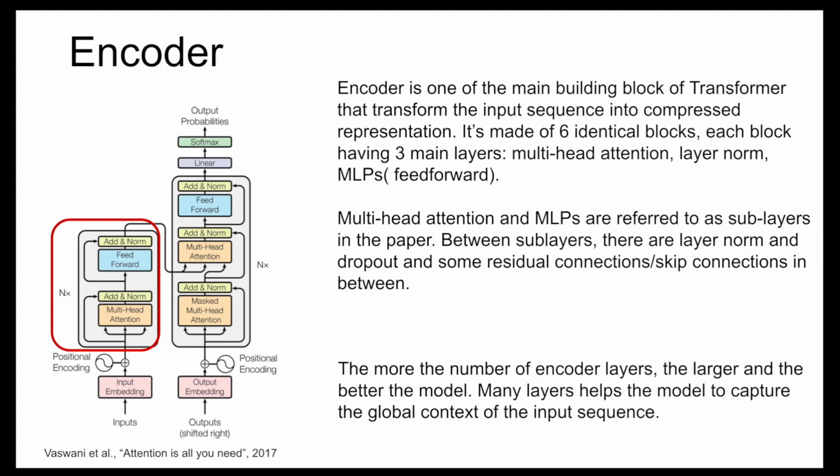The more encoder layers, the larger and better the model, and many layers help the model capture the global context of any input sequence. Or in other words, the more layers you have, the better representation your model can learn.